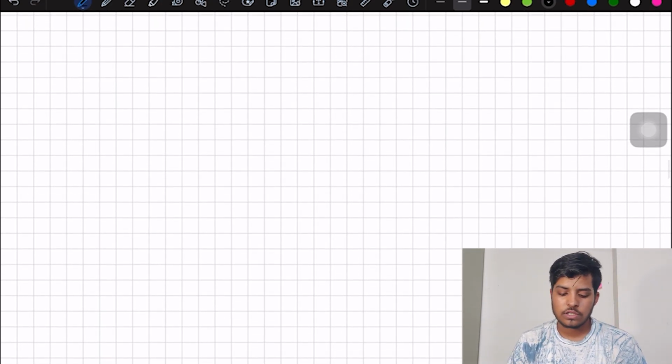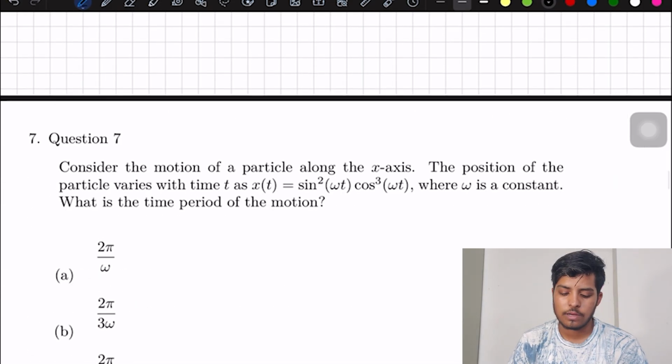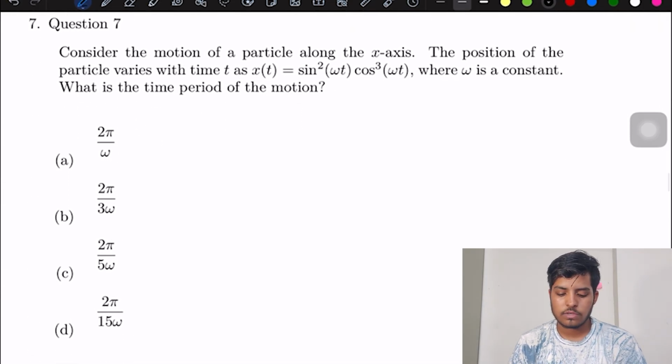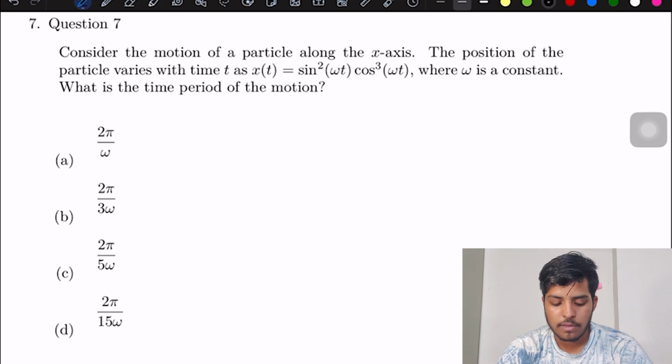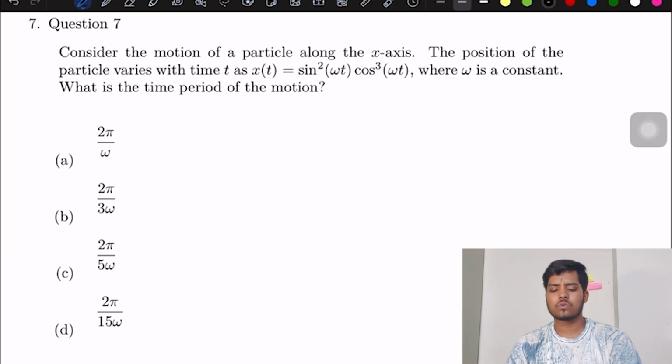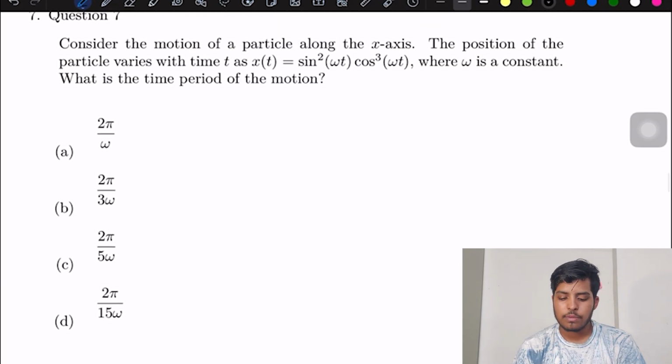Let's come to question number 7. The sixth question was very easy, so everybody should have done this. Now question number 7: consider the motion of a particle along the x-axis. The position of the particle varies with time t as x of t equals this, where omega is constant. What is the time period of motion? It's quite an obvious, very easy question.